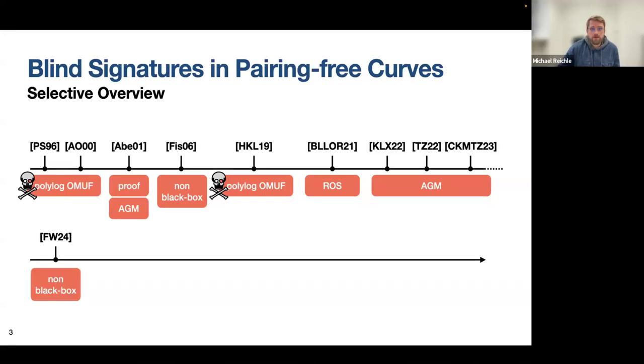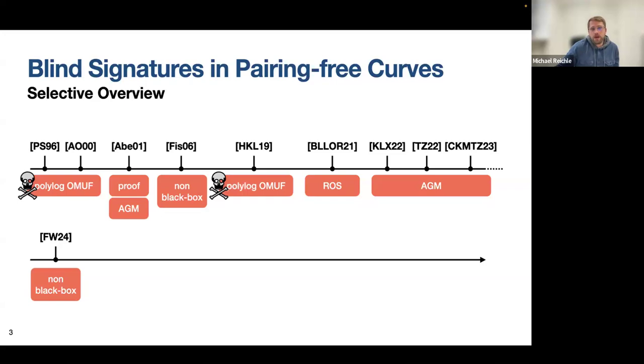And even outside of the AGM, this is a work by Fuchsbauer and Wolf in '24. It's also heuristic, and it's a non-black-box construction. Communication is not that great, but at least signature-wise, it's very short because it just outputs Schnorr signatures.